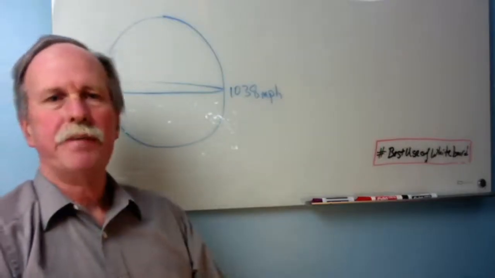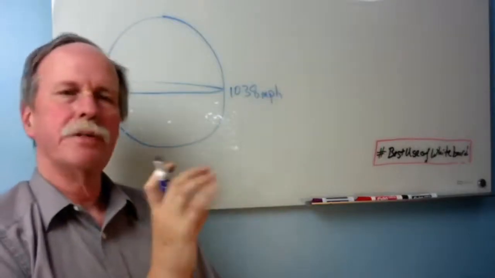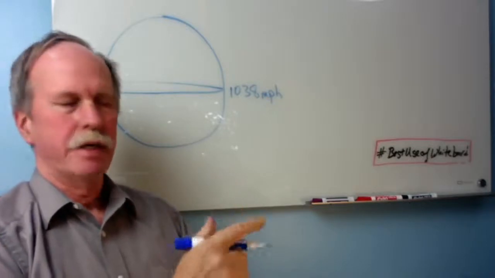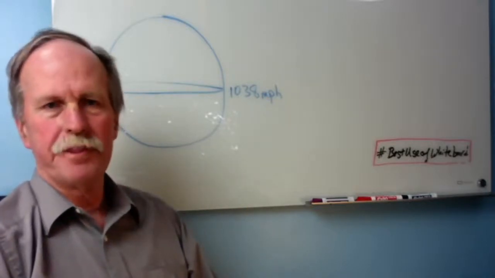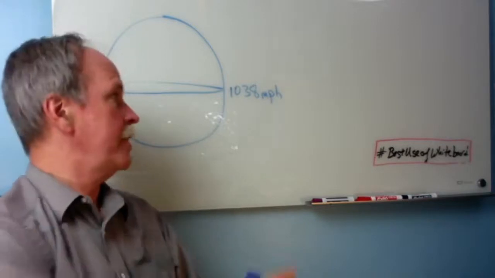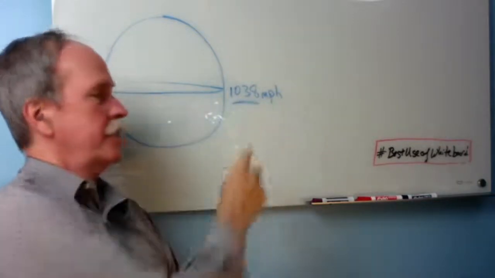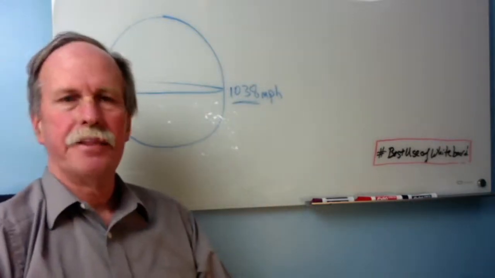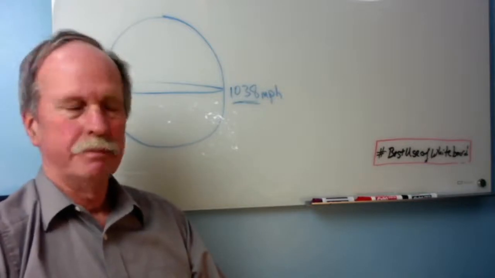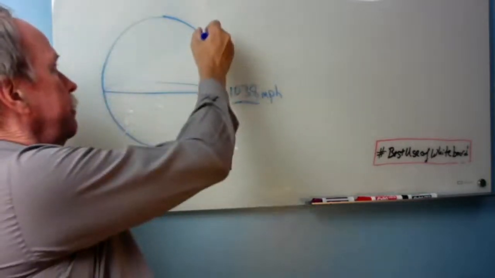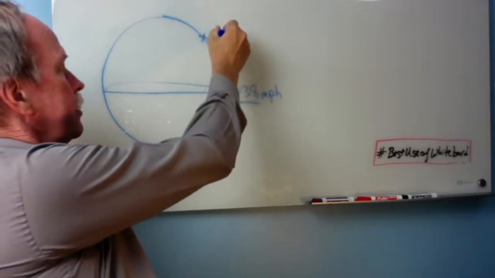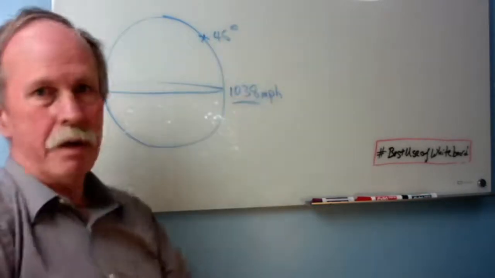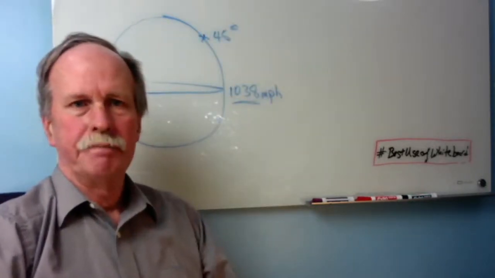Okay, so here we have the Earth. It's a sphere and it rotates once in 24 hours. Given the diameter of 24,901 miles, that means that it rotates at the equator at 1,038 miles an hour. Well, how about up here where I live at 45 degrees north? What's the rotational speed up there?